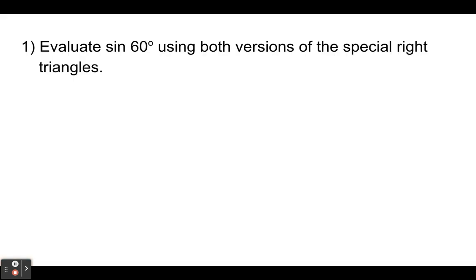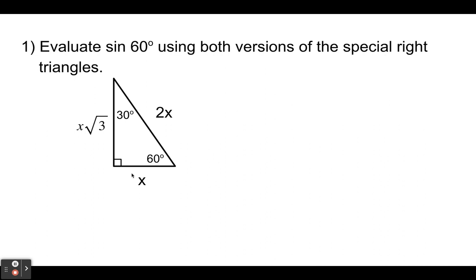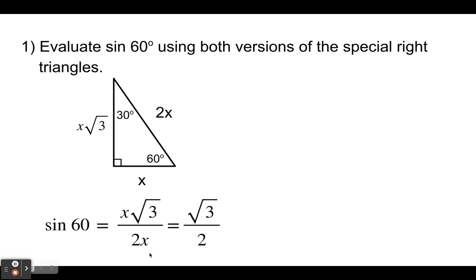Okay, so now I just want to show you that either version of the special right triangles will be the same. So let's do sine of 60 using both versions. The first one is with all the x's in it. So opposite 30 is x, opposite 60 is x rad 3, and hypotenuse is 2x. Well, sine of 60 is opposite, so x rad 3 divided by hypotenuse, 2x. And again, the x's divide out, so they turn into a 1, and so it's 1 times rad 3 over 2, which is rad 3 over 2.